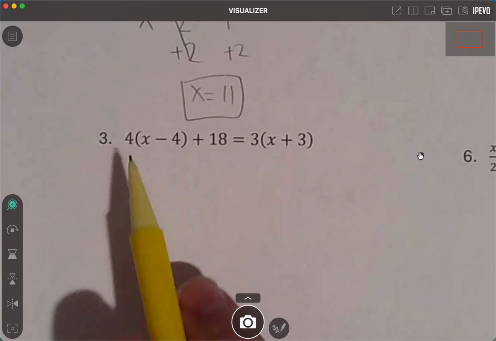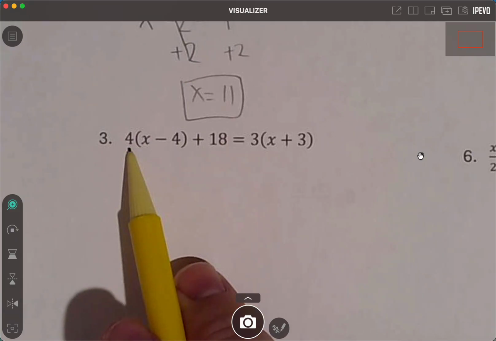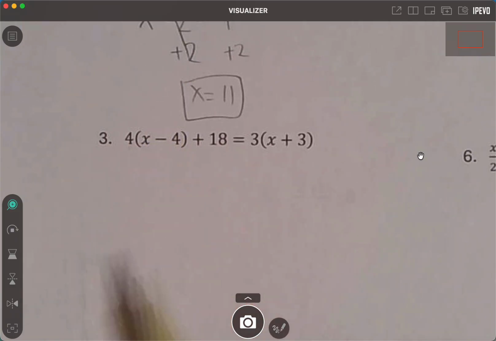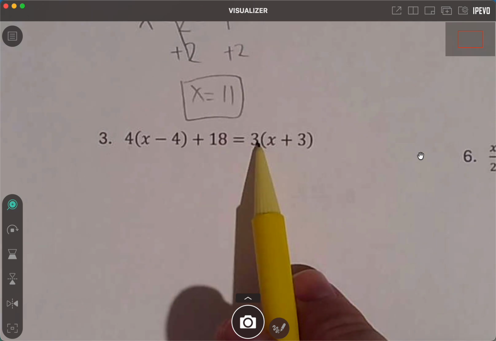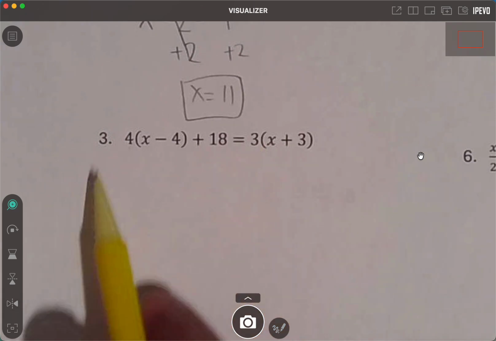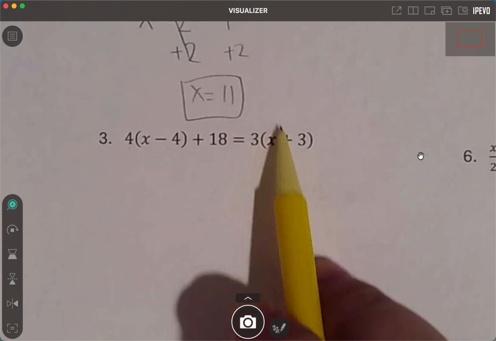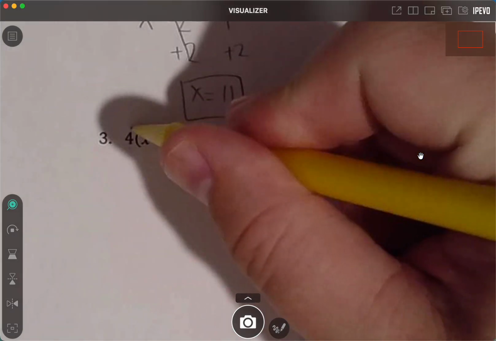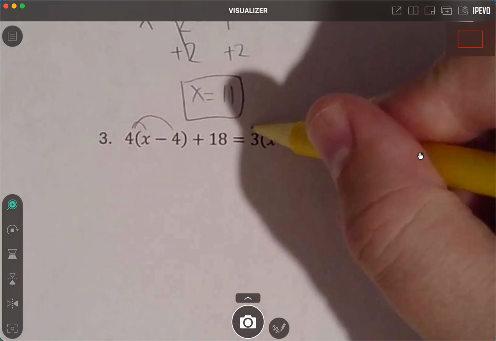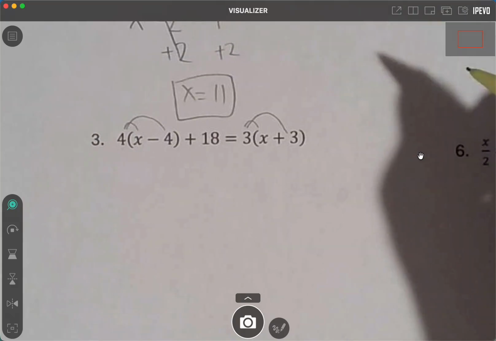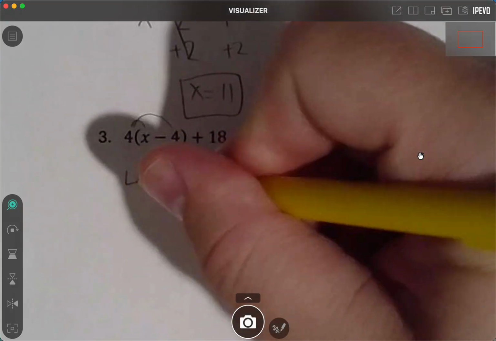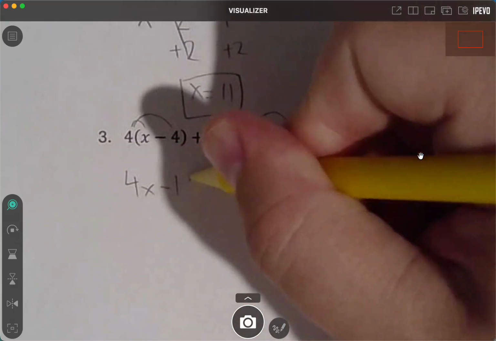What it's saying is 4 is going to multiply at some point to x and this negative 4. 3 is going to multiply to, because when things are written next to each other in math, they multiply, this x and this 3. So let's go ahead and distribute that and essentially not say, I'll get to that later. Let's get to it now and see what we get. That's going to be 4x minus 16.